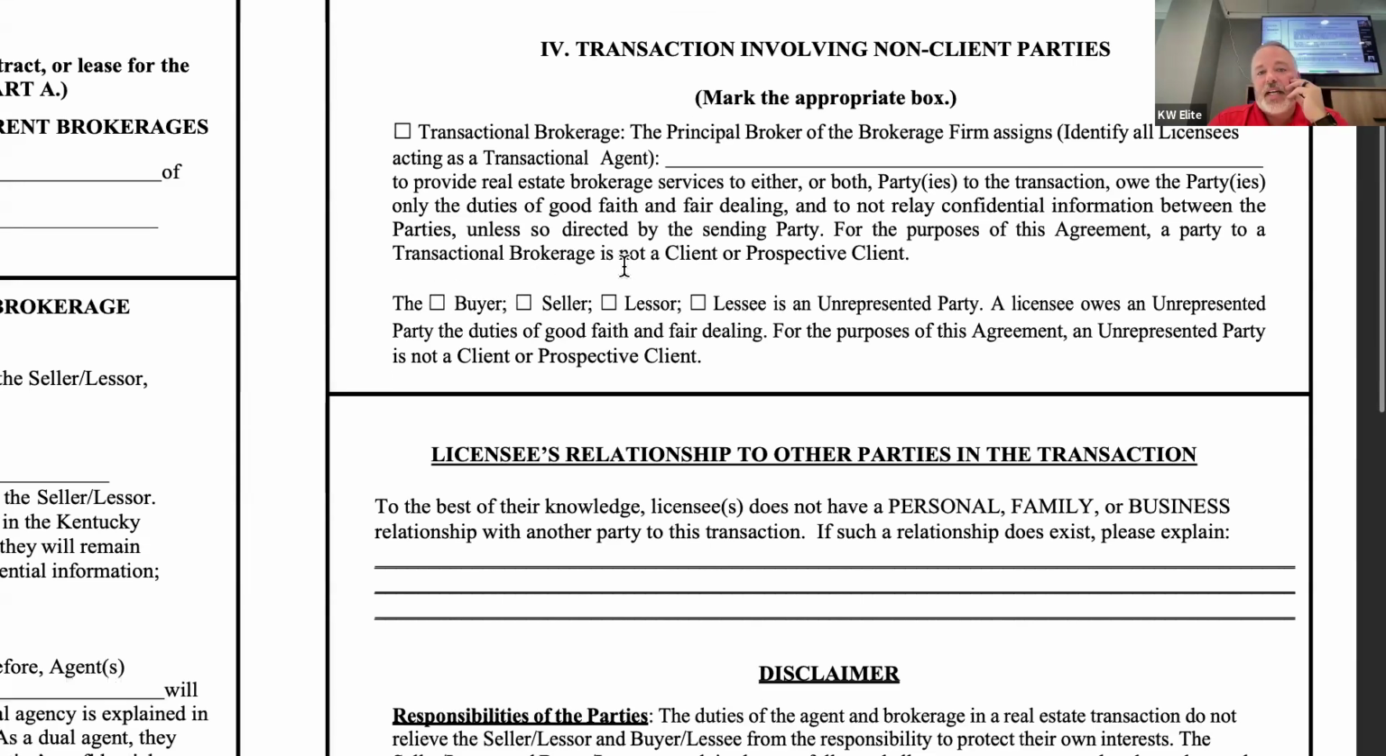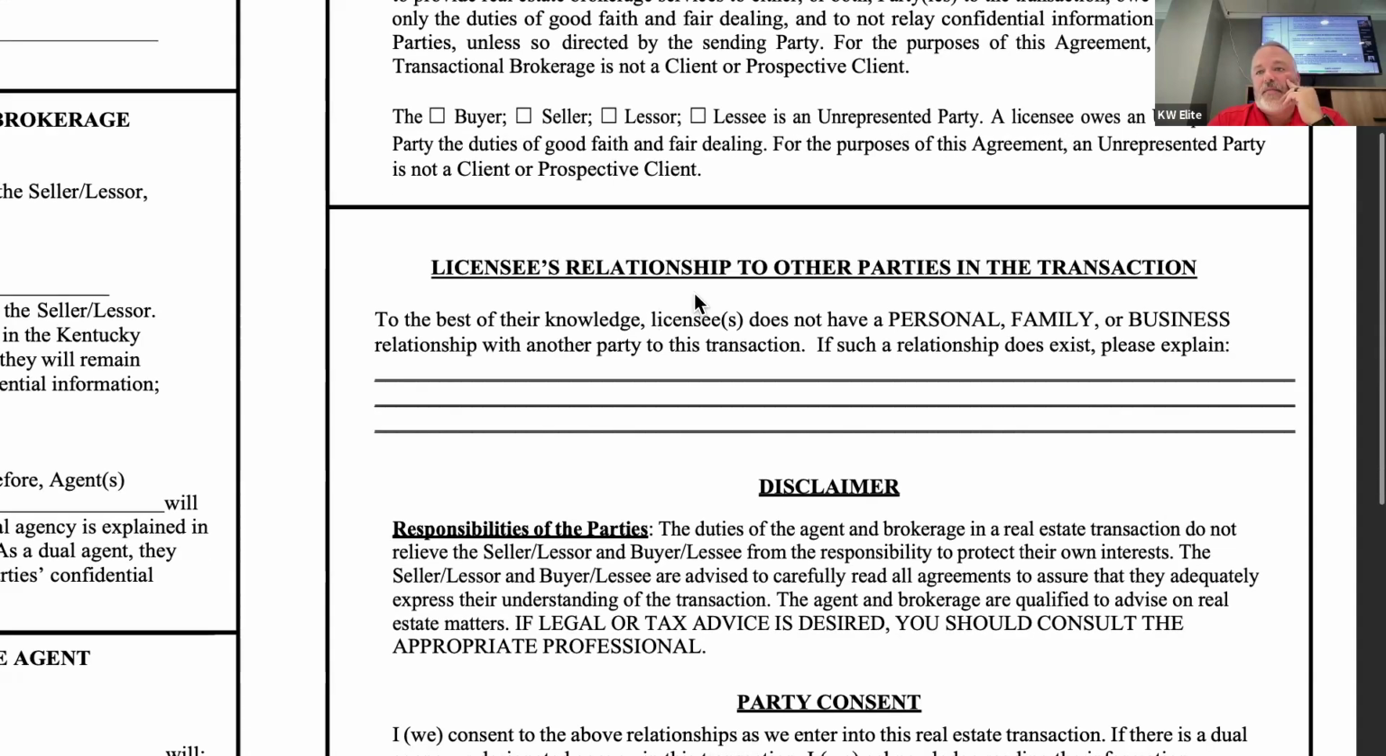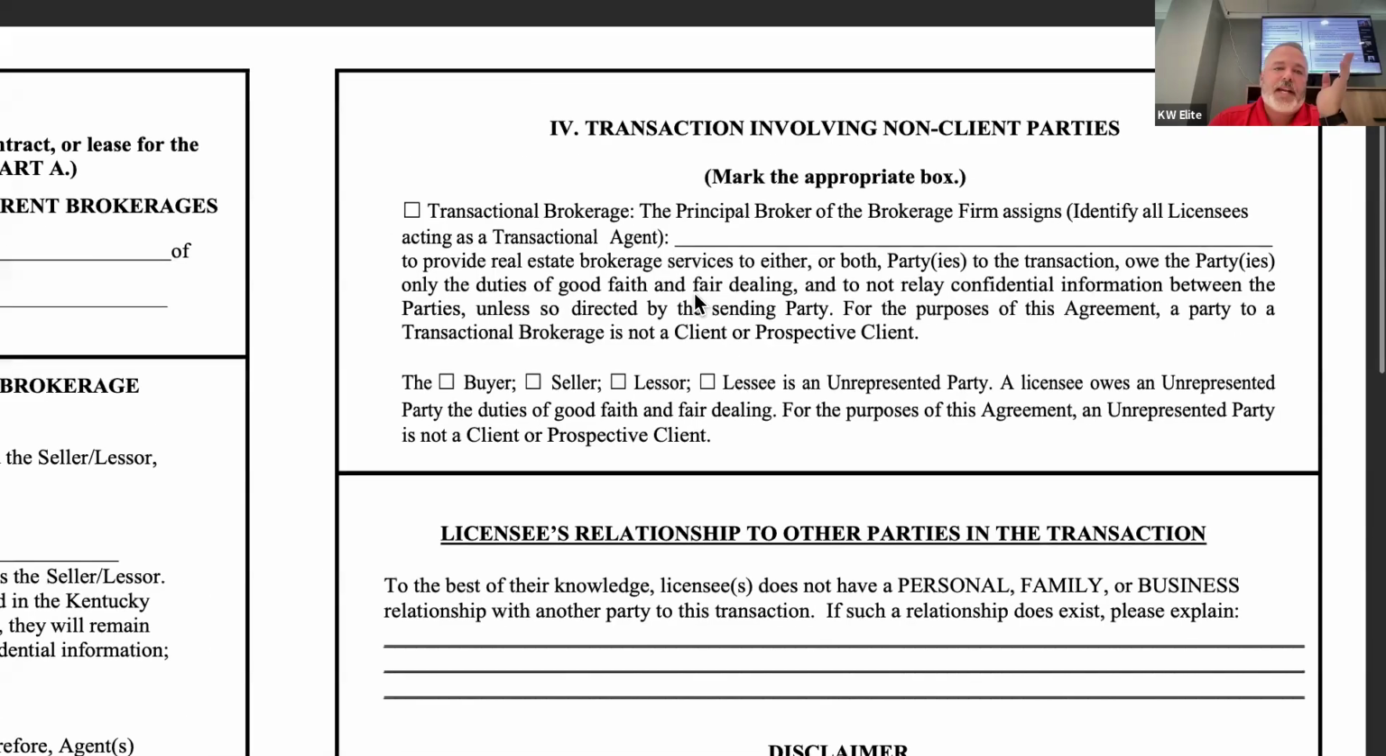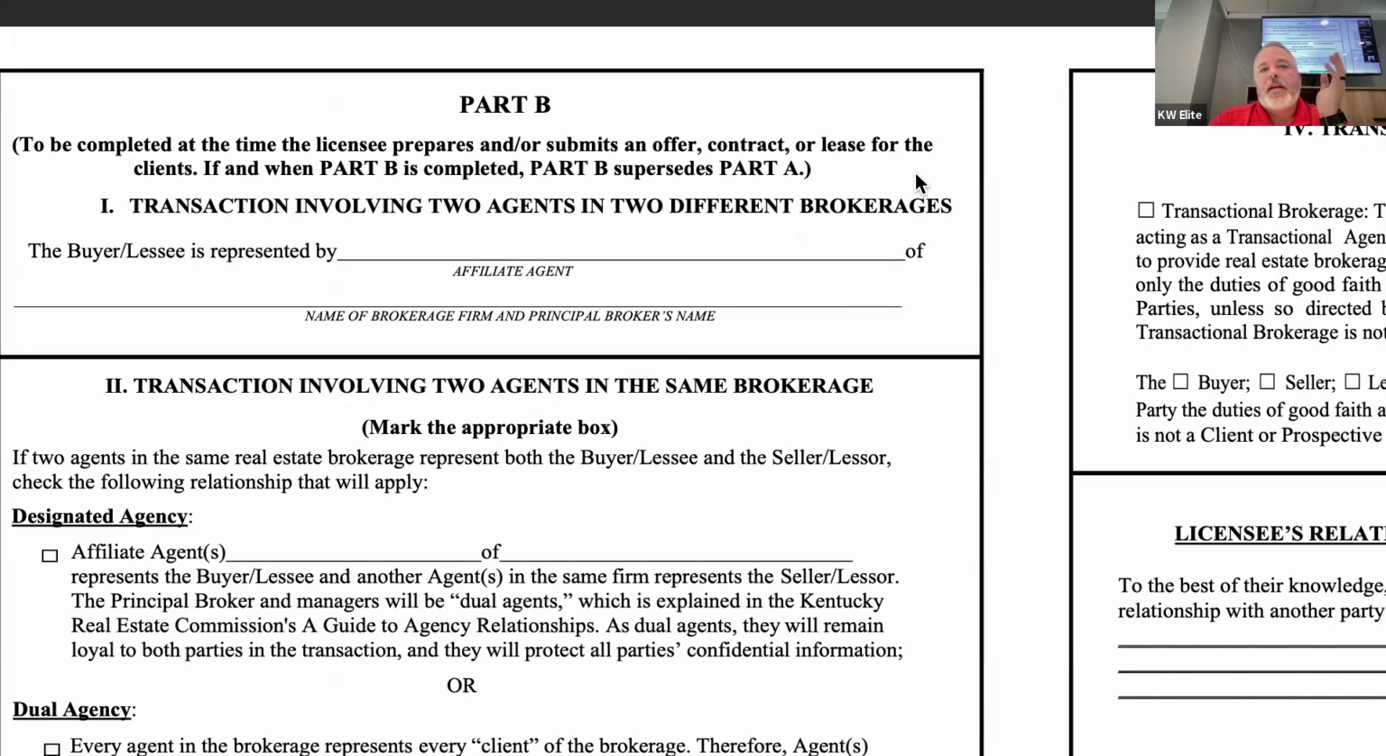are representing themselves. And then next part, actually, before we go to the next part, let me recap this. So part B, two agents in two different brokerages, you fill out part B.